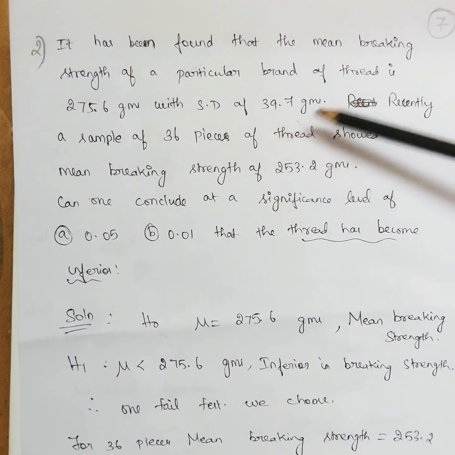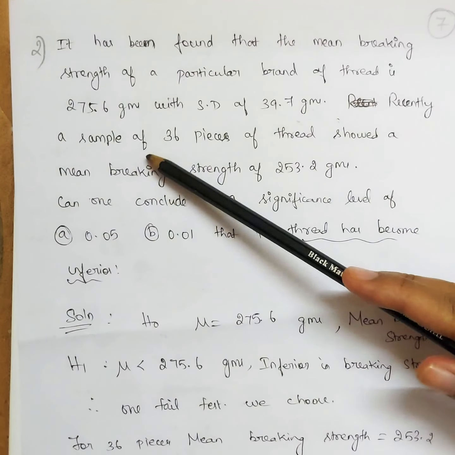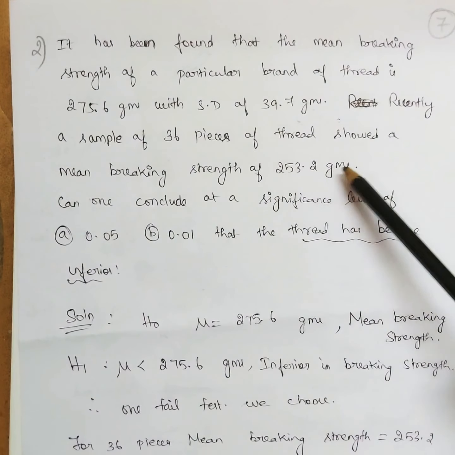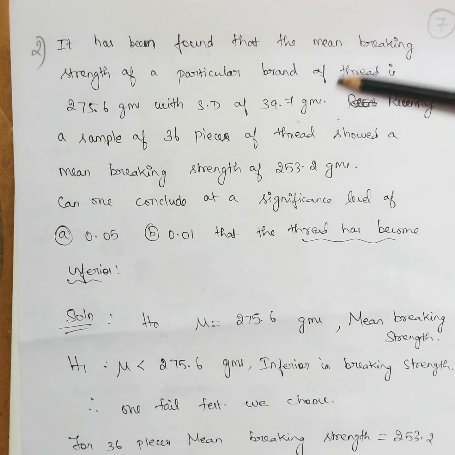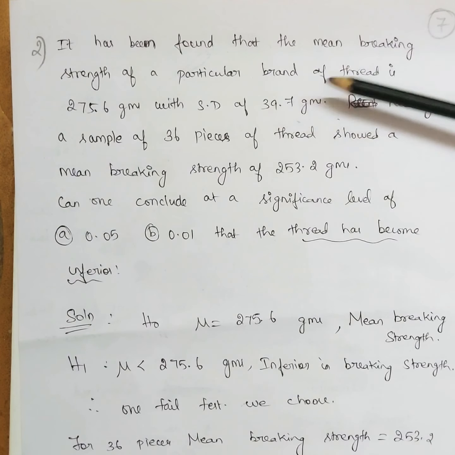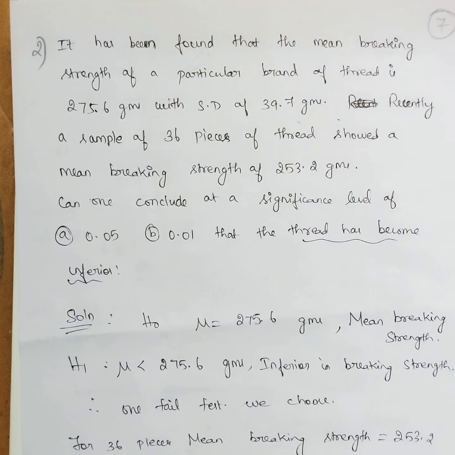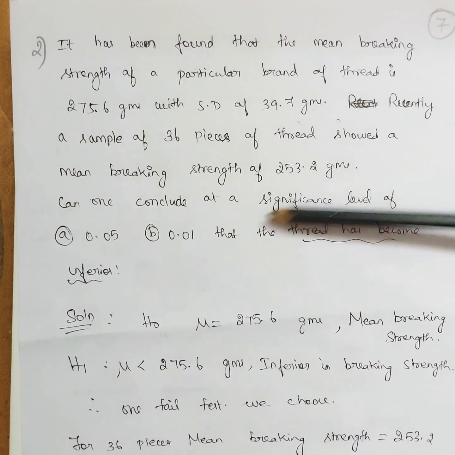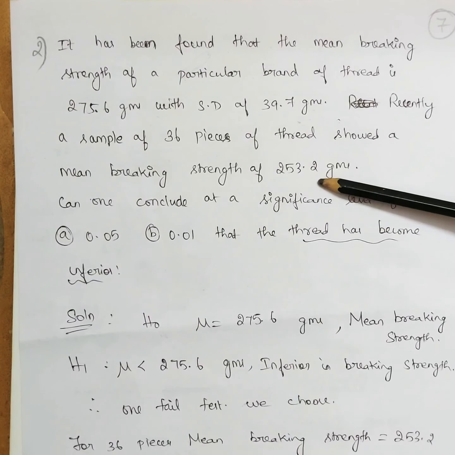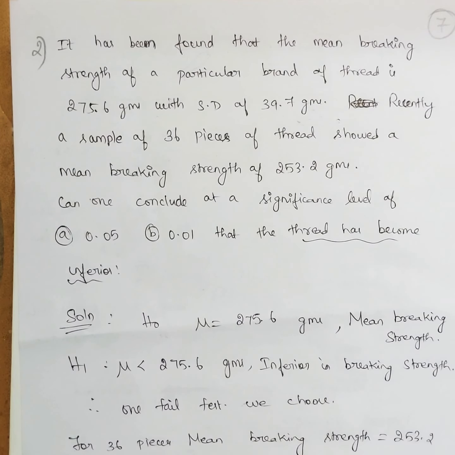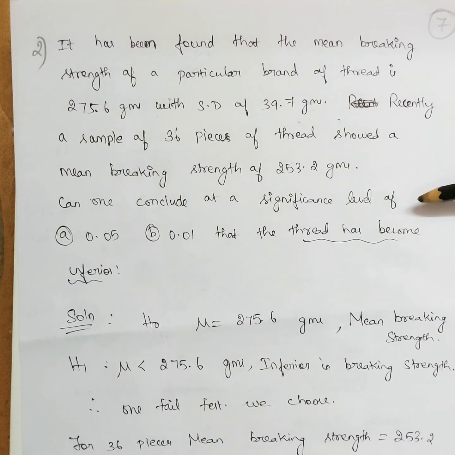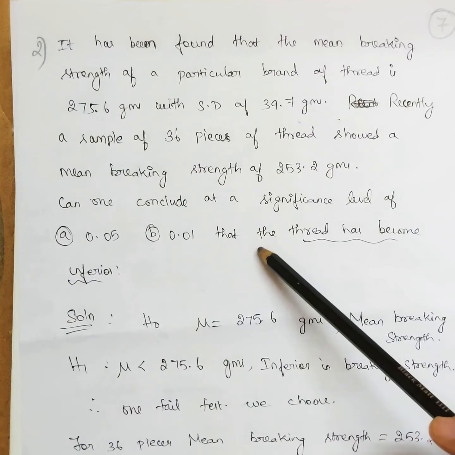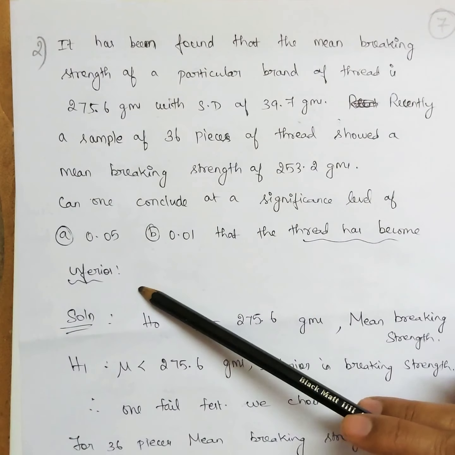Okay. So they have given the mean and standard deviation. Recently, a sample of 36 pieces of thread showed a mean breaking strength of 253.2 grams. So this is a general one. He is saying that in general the mean breaking strength of a particular brand of thread is this with standard deviation. But when they are checking sample of 36 pieces, the thread showed a mean breaking strength of 253.2 grams. Now the question is, can one conclude at a significance level of 0.05 and 0.01, at both level they have asked, that the thread has become inferior?